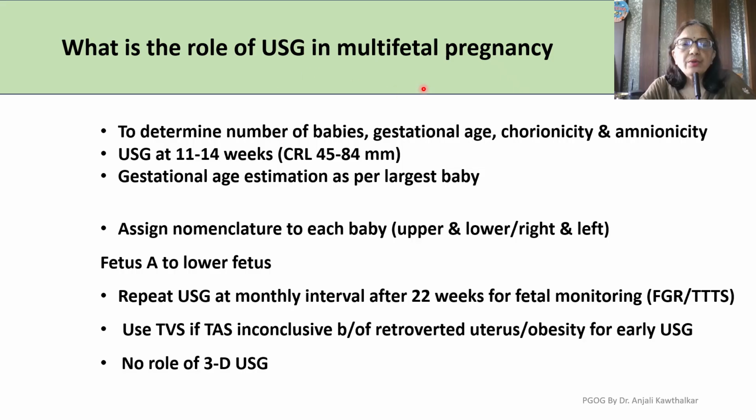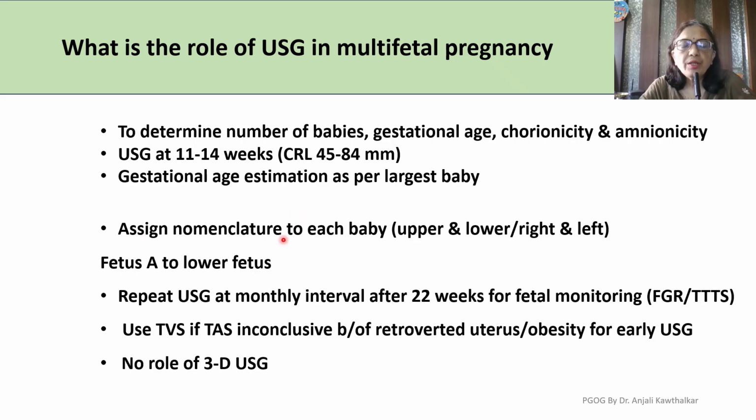What is the role of ultrasonography in multifetal pregnancy? It is to determine the number of babies, the gestational age, chorionicity, and amnionicity, where ultrasonography is done from 11 to 14 weeks with a crown rump length of 45 to 84 millimeters. Gestational age estimation is done as per the crown rump length of the largest baby.